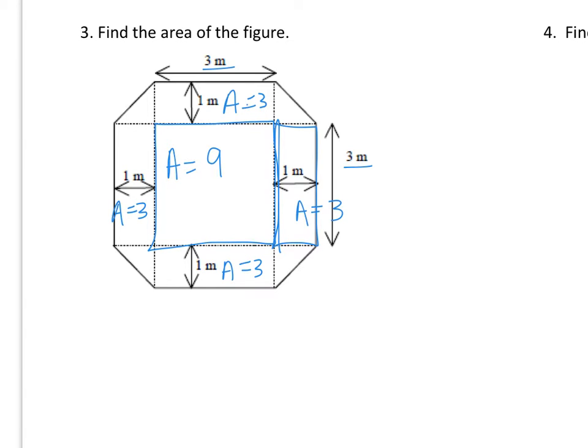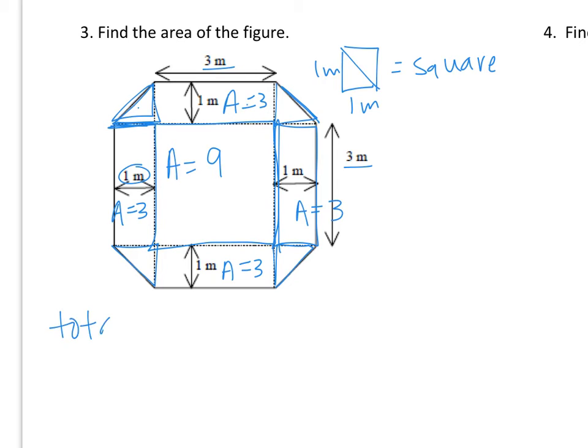Now the corners. So these shapes, if we put 2 of those together, so if I take that one from over here and flip this one around, I get a square. The base of that square is this 1 meter. So that is 1, and that is 1. So these two together have an area of 1. The two on the bottom together have an area of 1.